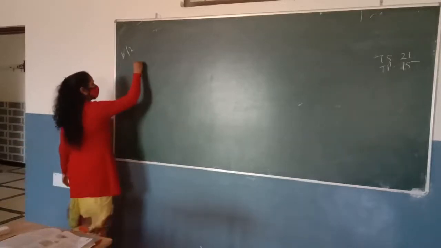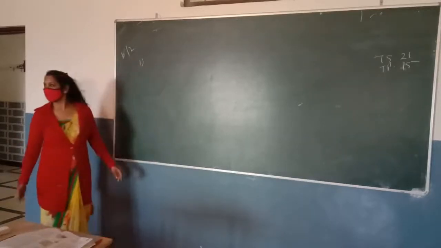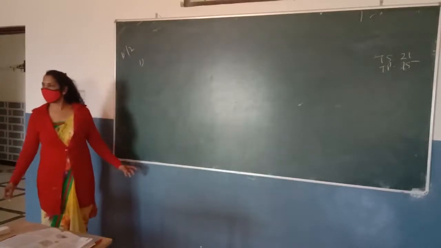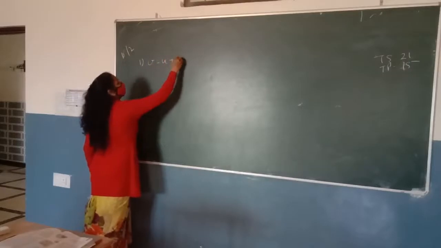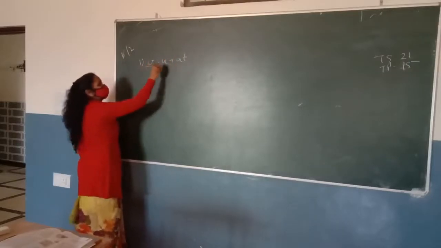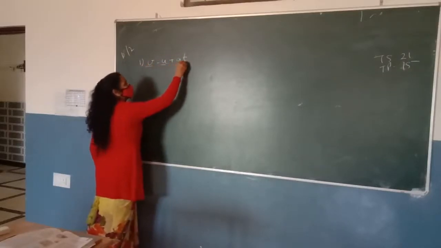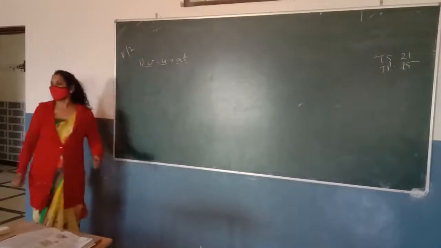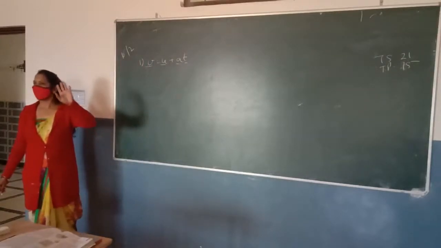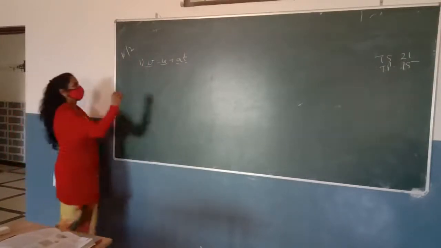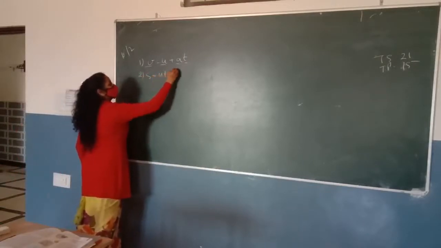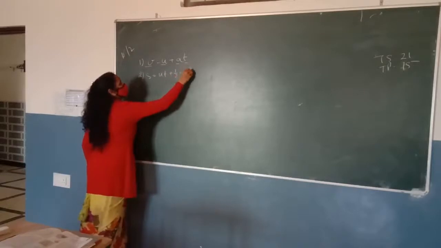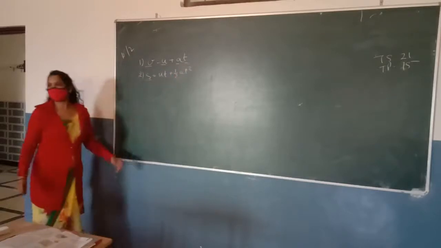So first equation of motion, who is going to tell me? Yes, Rita. v equals u plus at. Very good. We know that v is the final velocity, u is the initial velocity, a is acceleration, and t is the time. Good. And the second equation of motion? Yes, Priya. s equals ut plus half at square. Yes, very good. Where s is the displacement and t is the time taken.